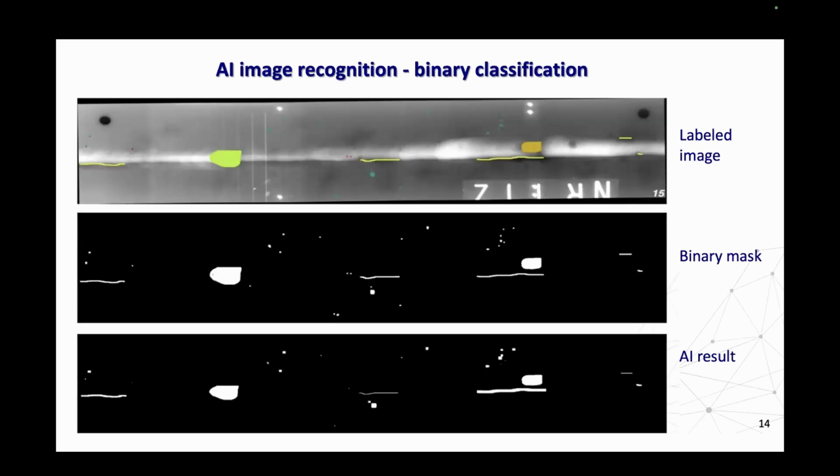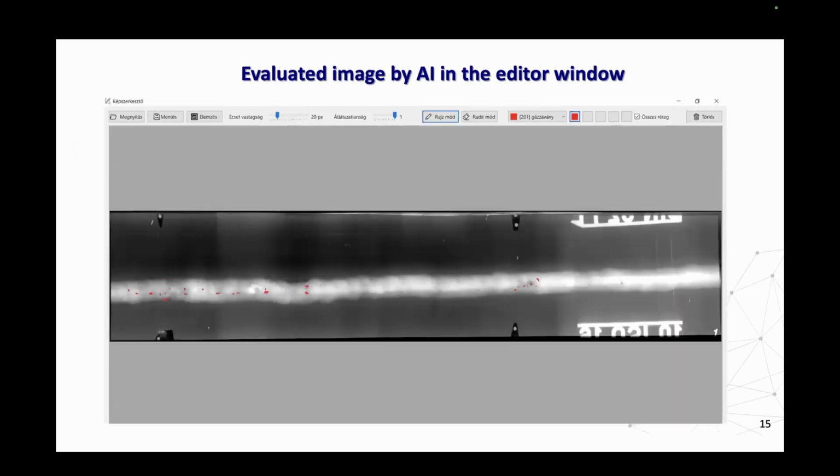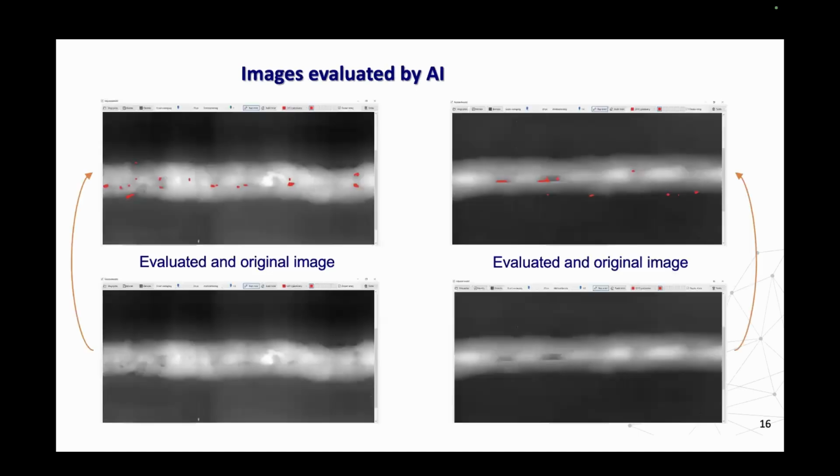Of course, there are some differences. You can see the width is a little bit different, and the size can be a little bit different, but more or less acceptable. So we have an AI editor window for evaluating images. And after that, if we have the original film, our AI technology can evaluate the result.